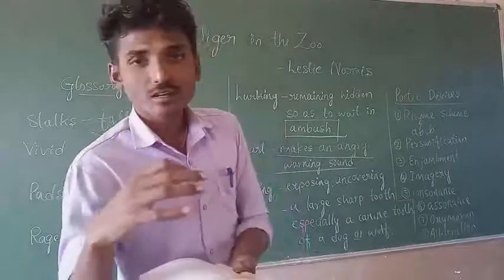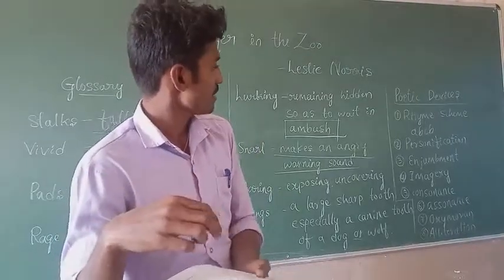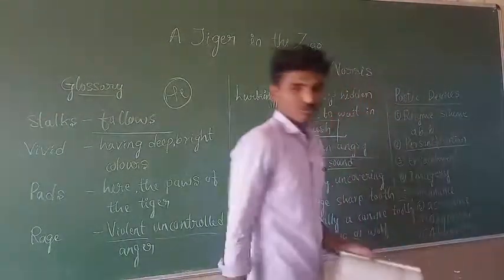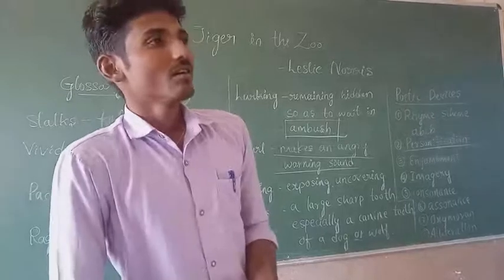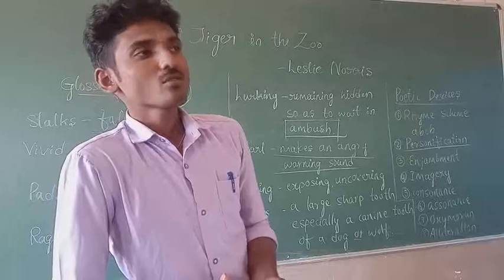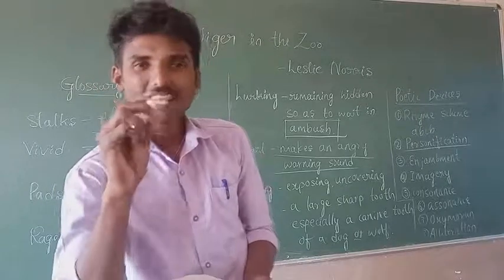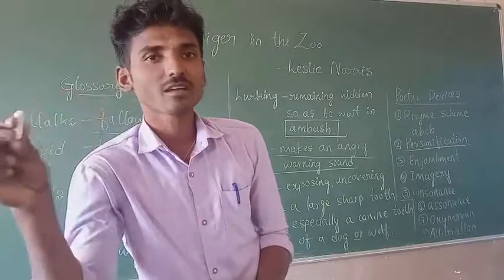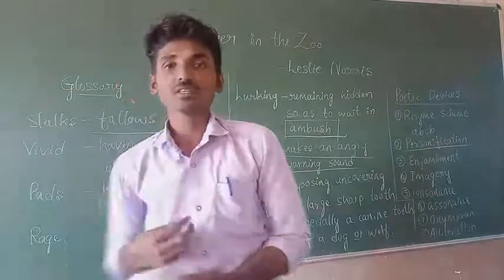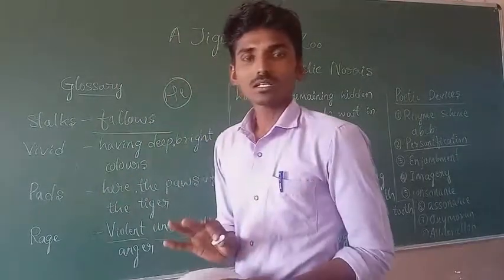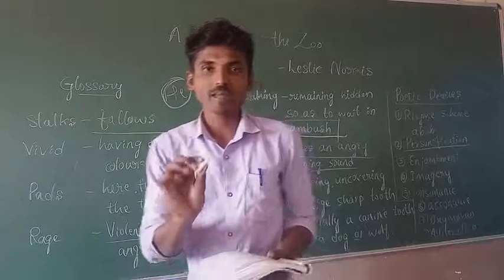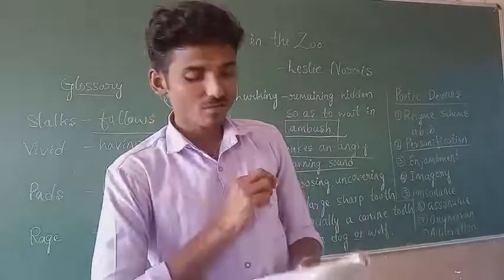And next, we can look at the second poetic device, personification. Personification is a figure of speech. Personification is nothing but a thing or a non-human animal being compared to a human. For example, here the tiger is called 'he'. 'He' means here a male person. So this is called personification.